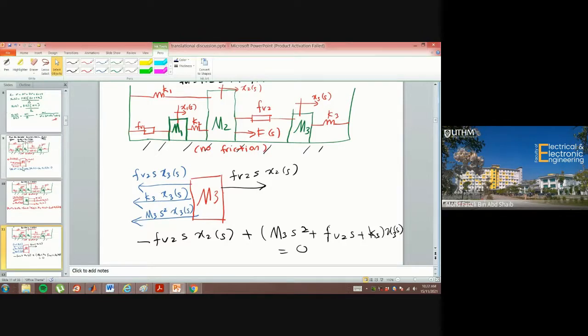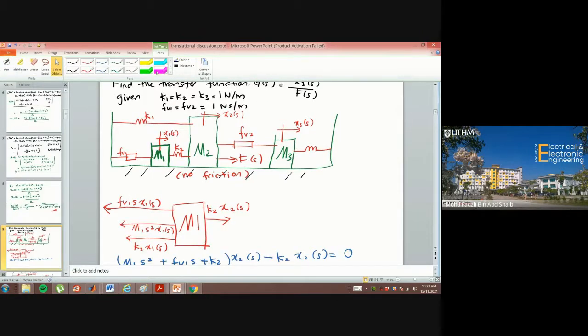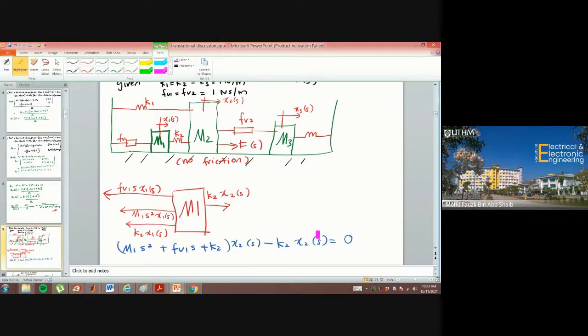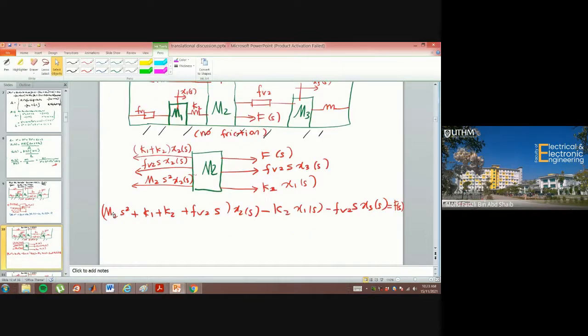Now look at the question. Everything is 1. They said everything is 1. Okay. So I've substituted into all the equations. Okay. Equation number 1, equation number 2, equation number 3. Okay. Everything is 1. So equation number 1 becomes s square plus s plus 1, S1(s) minus S2(s) and so on equals 0. Okay, then we move to equation 2. This one becomes s square plus 2 plus s and so on.